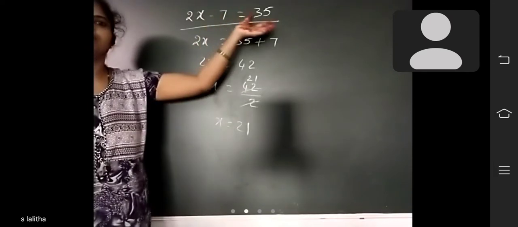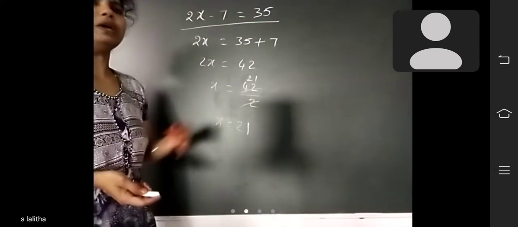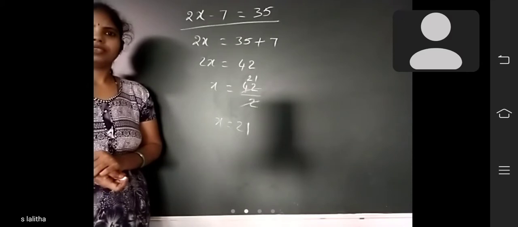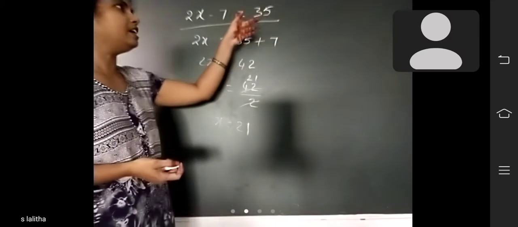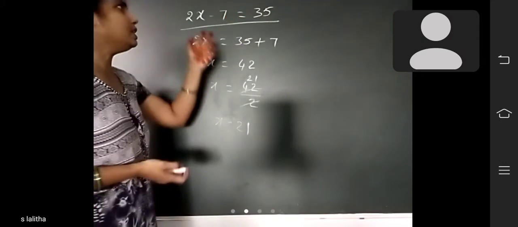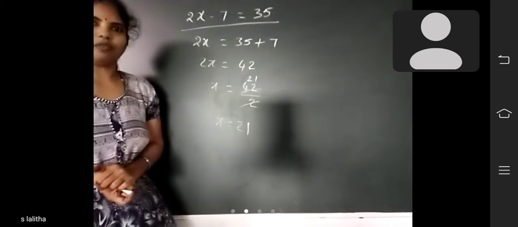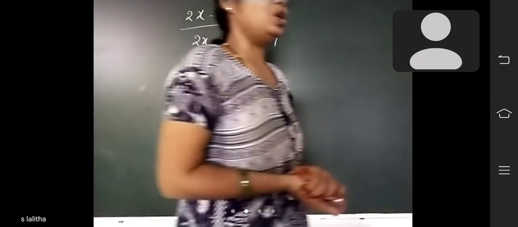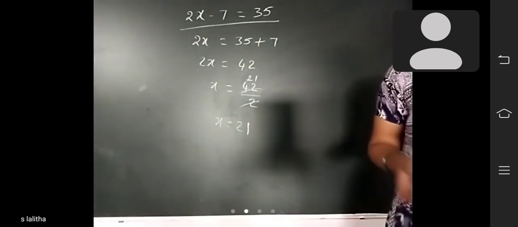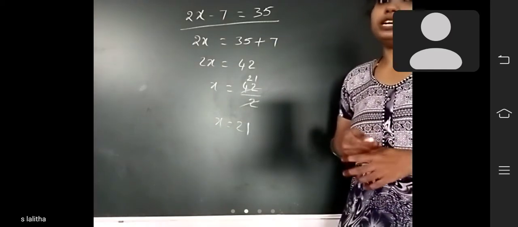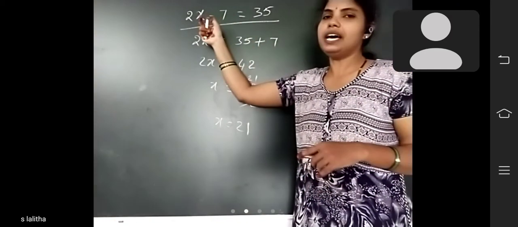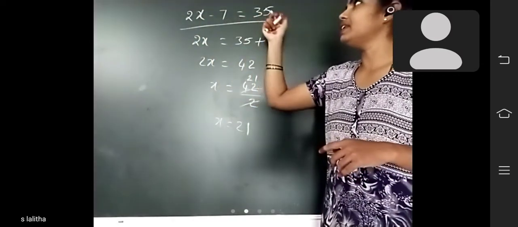So what do you call this one? It is called an equation. Why? Because it has a left hand side and a right hand side with an equal to sign between them. That's why we call it an equation. Children, do you know the algebraic expression? An algebraic expression has variables and constants. What is the variable here? x. The constants are 7 and 35.